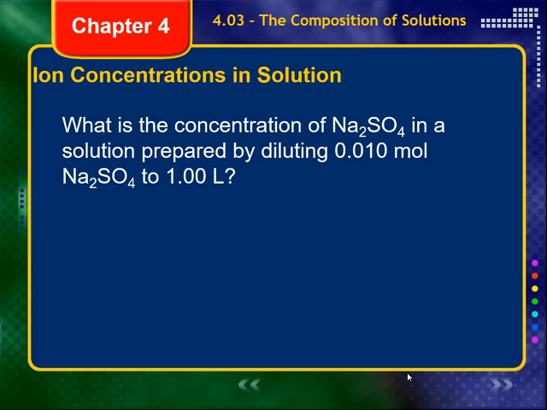So if you are asked a question about ion concentration in solution, here's what we do. What is the concentration of sodium sulfate in a solution prepared by diluting 0.010 moles of sodium sulfate to 1.00 liters? Now the answer is going to be 0. Why? What's the concentration of Na2SO4? How are we communicating this?